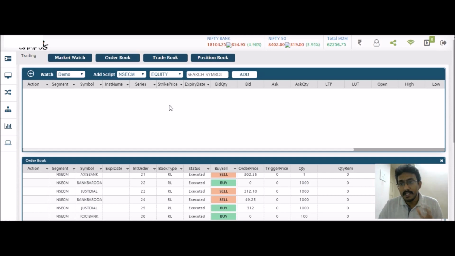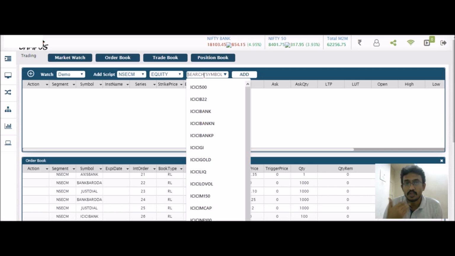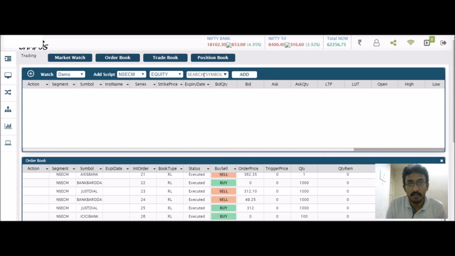In any trading software, the first step is to create a watch list. When I say watch list, I mean the stocks that you are interested to buy or sell. Let me show you how to add stocks to your watch list. You should create a watch list and then add the stocks to it. Let's say I'm interested in buying IndusInd Bank. This is a stock that I'm willing to buy today.